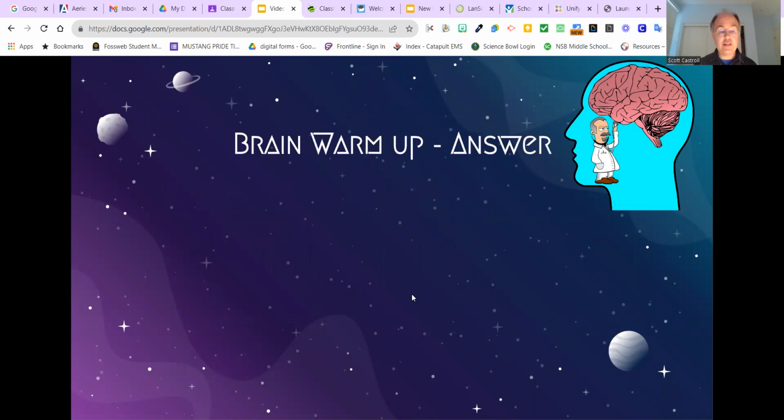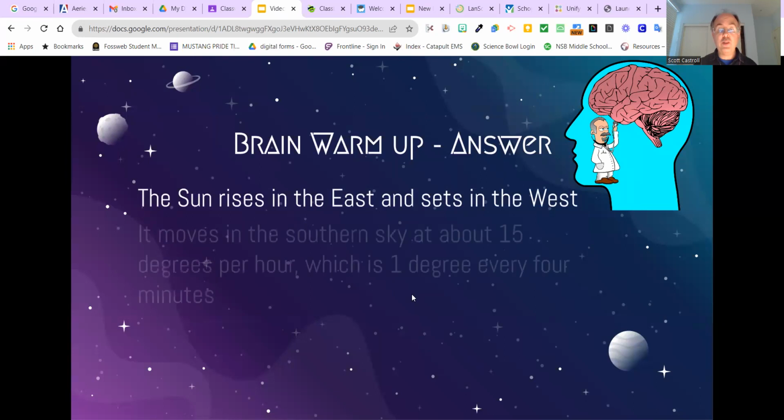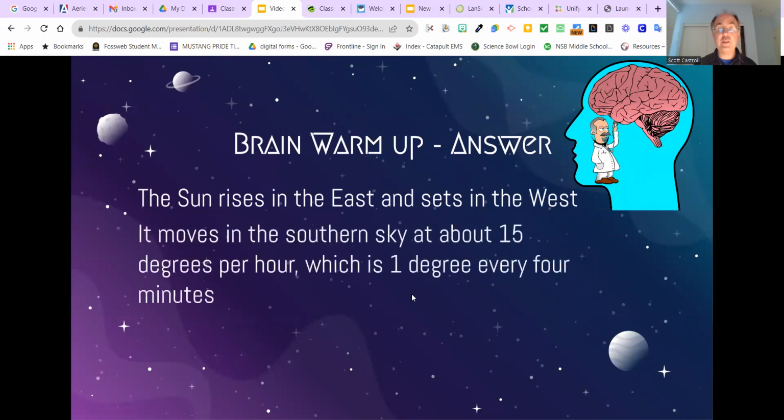The answer is that the Sun rises in the east and sets in the west. It moves in the southern sky at about 15 degrees per hour, which is 1 degree every 4 minutes.